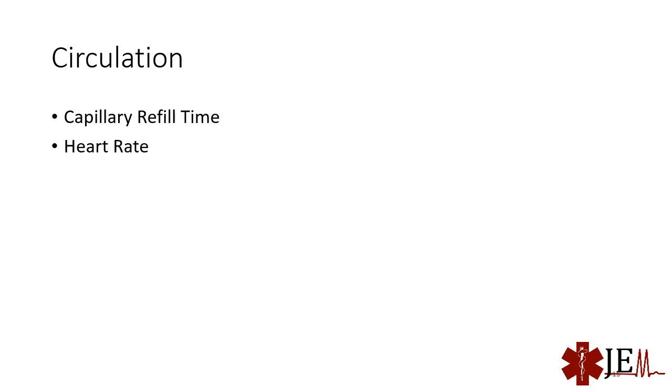Her heart rate is also going to be increased. We can feel this at the radial pulse in the wrist, and if that's not present, that means the blood pressure is very low, and we'll need to feel for a central pulse, for example, at the carotid or the femoral. So she's got an increased heart rate because she's experiencing sepsis and is fighting off this infection.